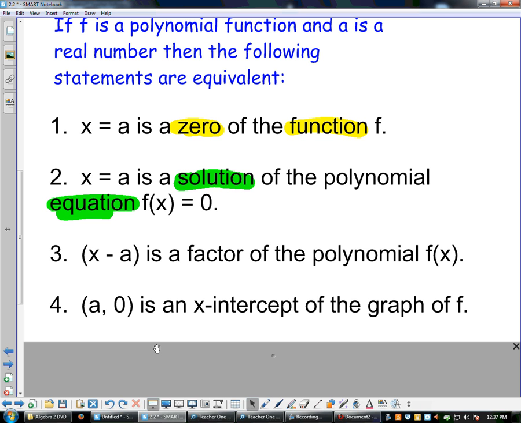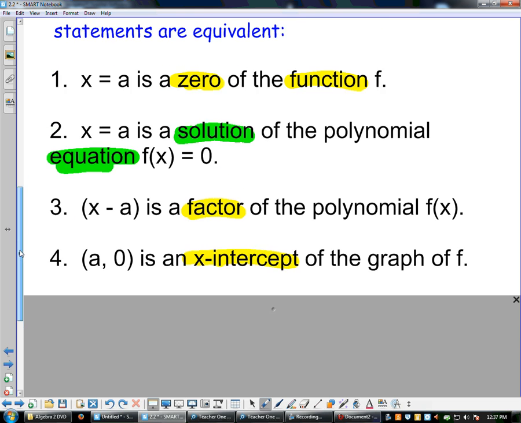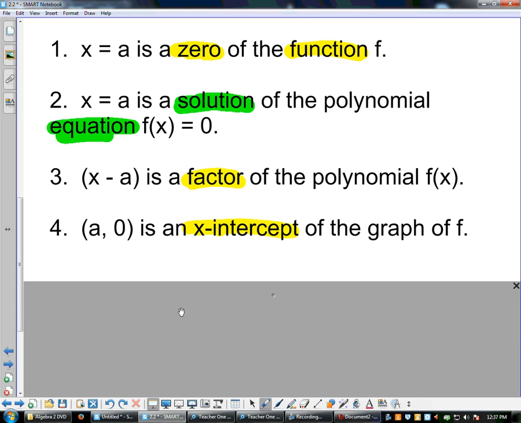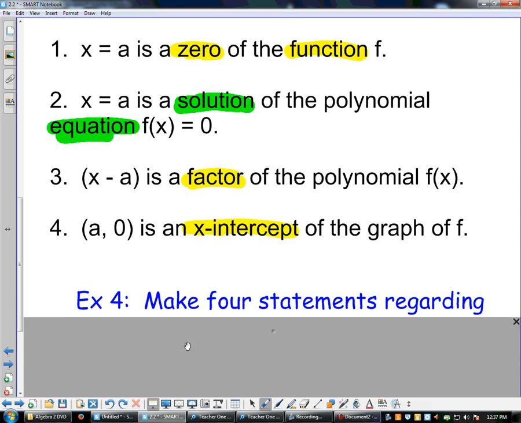So what are we relating? We are relating zeros, solutions, factors, and x-intercepts. These are all closely tied in and related to each other. All right? These statements are all equivalent. What's the x? x minus a, that quantity, is going to be a factor of the polynomial.